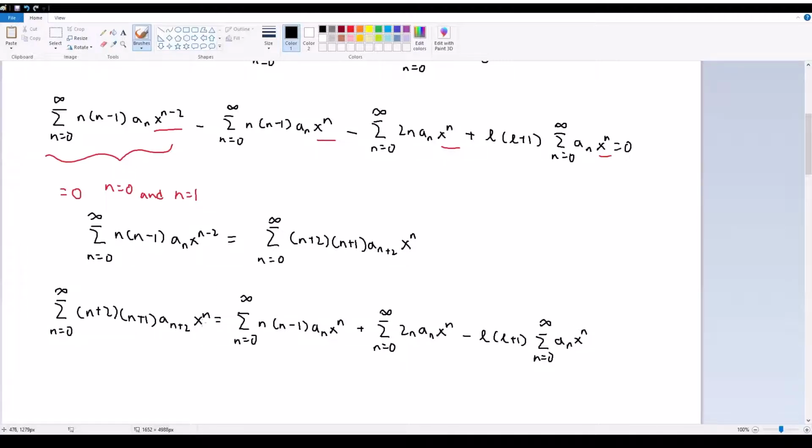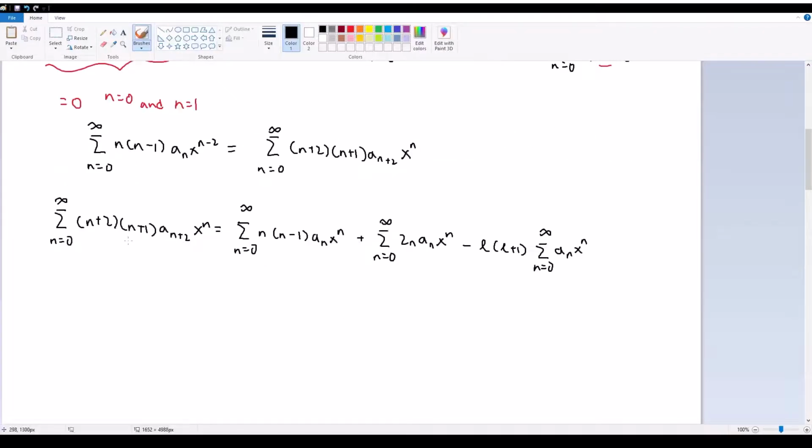At this point, I have a common x^n term everywhere, so I can just get rid of that. My summations are also always the same, so I can get rid of all of those. What I get is (n+2)(n+1) a_{n+2} is equal to n(n-1) plus 2n minus l(l+1), all multiplied by a_n.